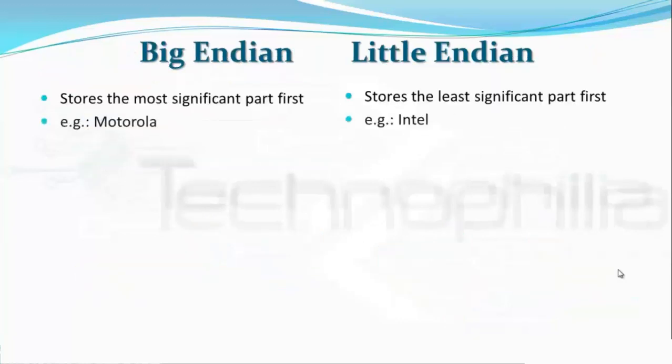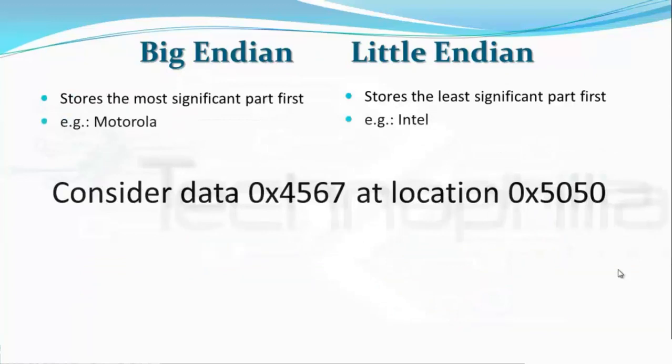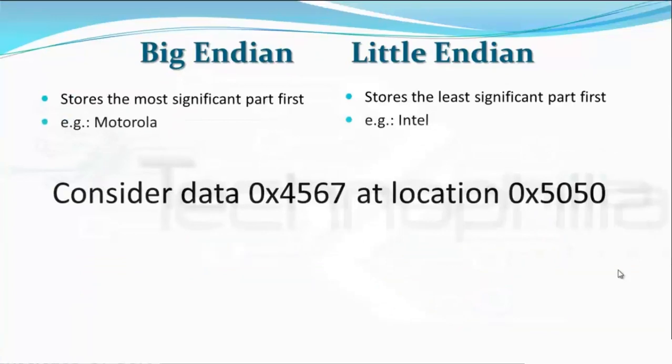This is a common interview question: what is a big endian and what is a little endian system? Let's discuss it with an example. Let's say in an 8-bit system you want to store a hexadecimal data 0x4567.